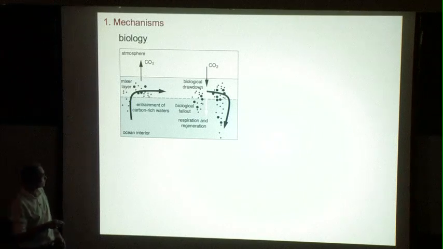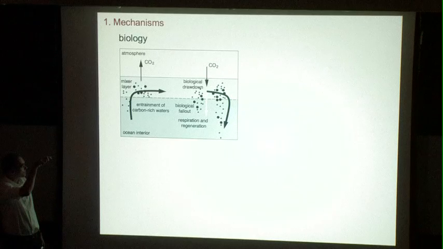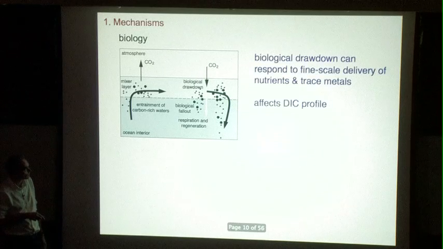For the biology, a similar sort of first-order view. We're having carbon-rich waters being entrained into the mixed layer. And so where there's a CO2 influx, we're having an outflux there because the carbon-rich waters are being brought up. And in this case, at some point, linked to biological utilization, there'll be a drawdown.